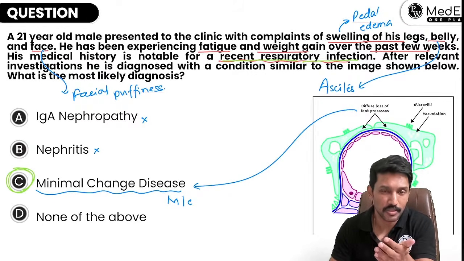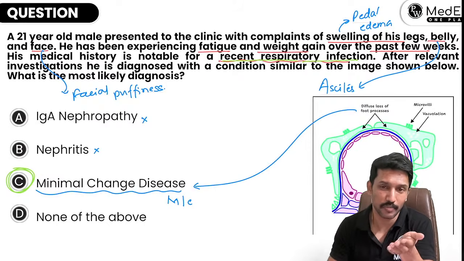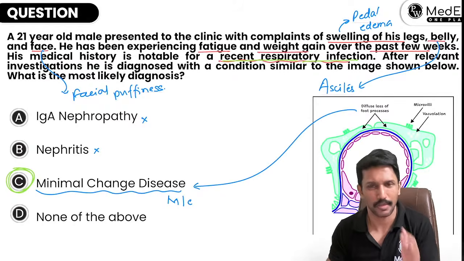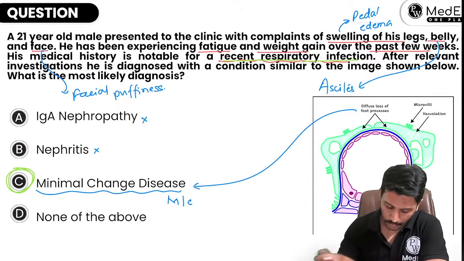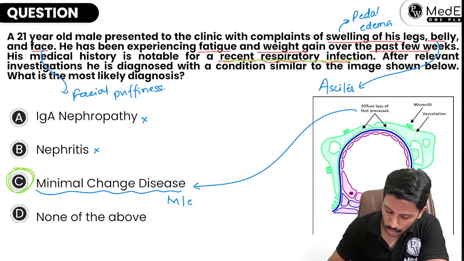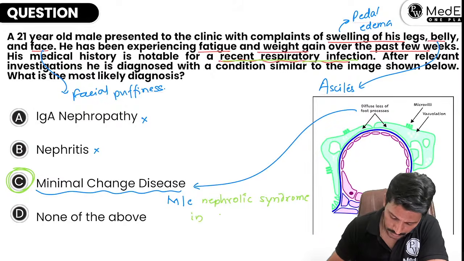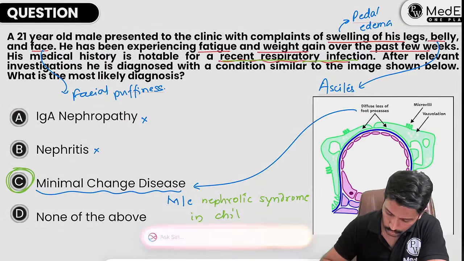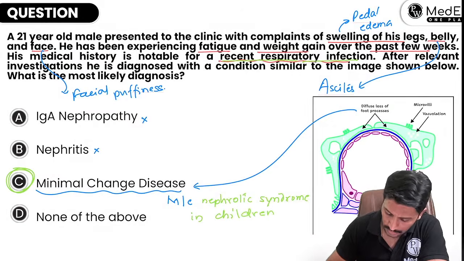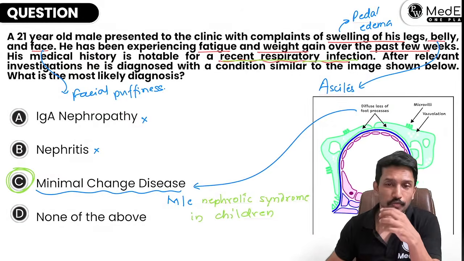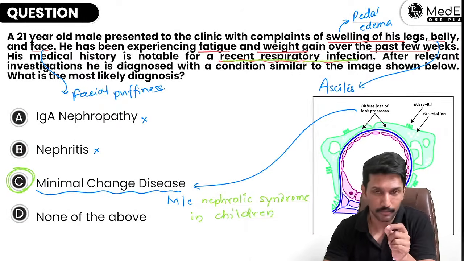So just because you have minimal change disease and nephrotic syndrome, it doesn't mean that you are protected from developing infection. The patient might have gone through an infection, but the real diagnosis here is nephrotic syndrome due to minimal change disease. It is the most common cause for nephrotic syndrome in children. The most common cause for nephrotic syndrome in children is minimal change disease. The most common cause for nephrotic syndrome in adults is diabetic nephropathy.